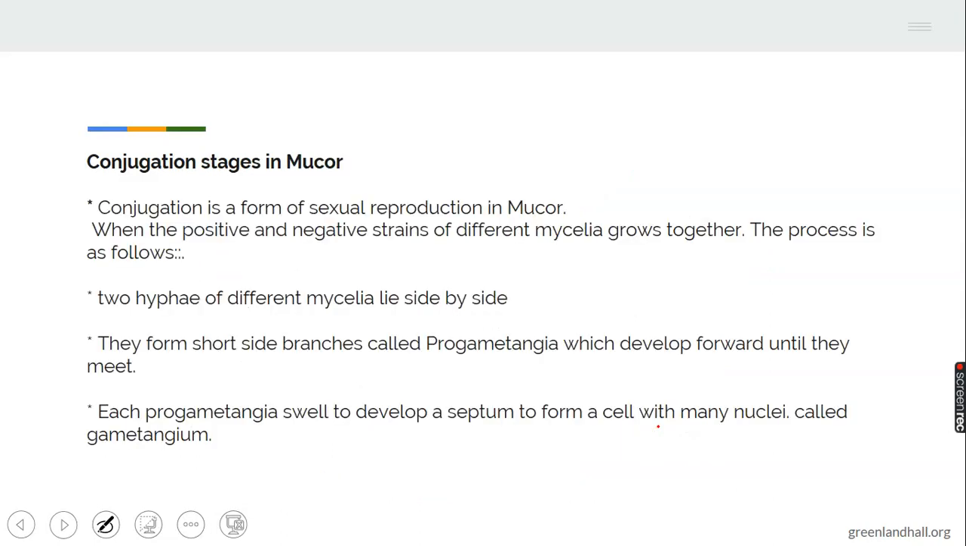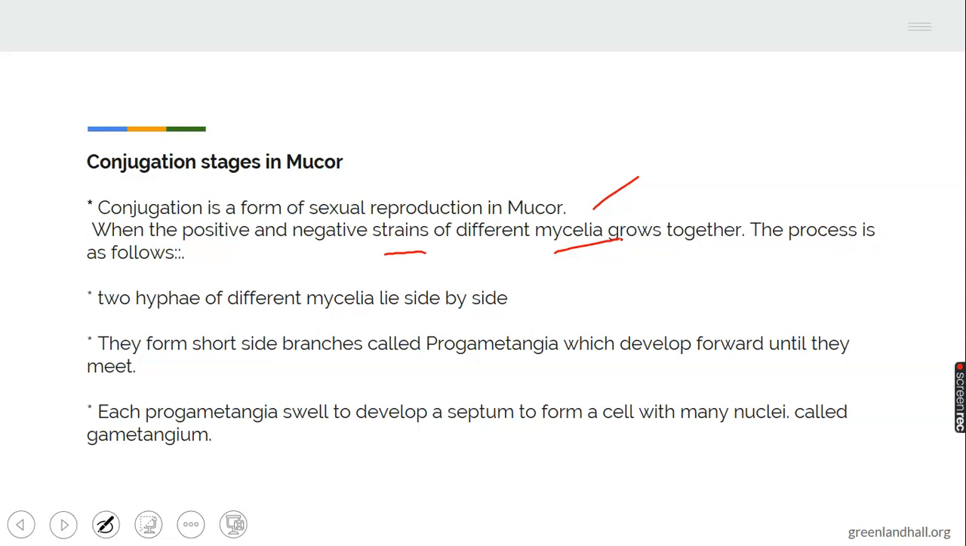Now, aside from Paramecium, where conjugation occurs, conjugation also occurs in mucor. What do we call mucor? Mucor is a non-green plant. It's a saprophyte that grows on decaying material. Conjugation is a form of sexual reproduction in mucor too. When the positive and negative strand of the mycelia, which is a part of the mucor.